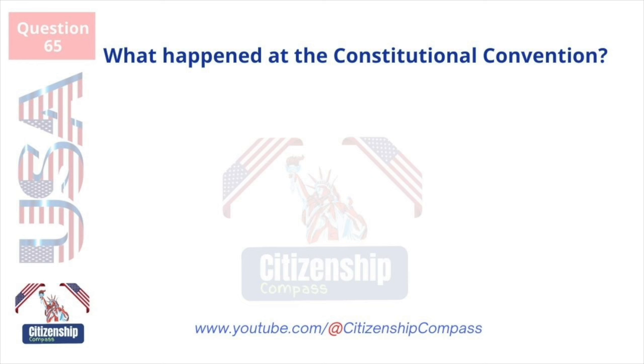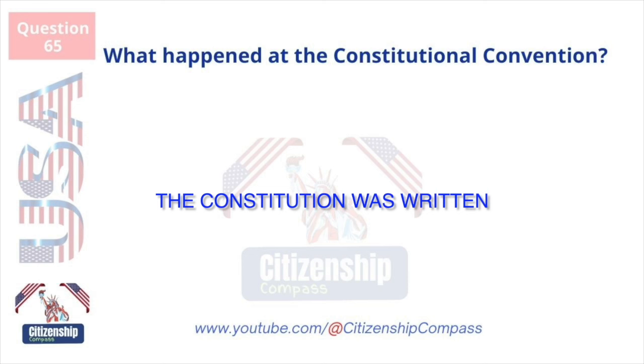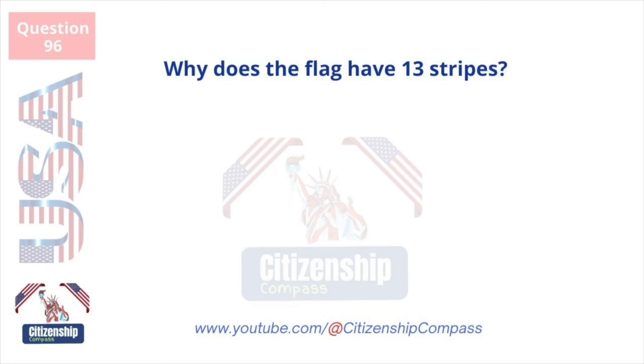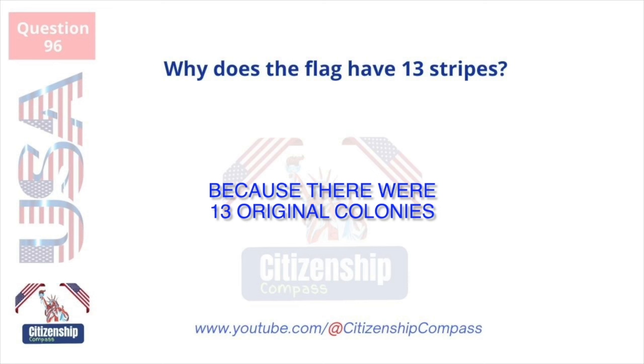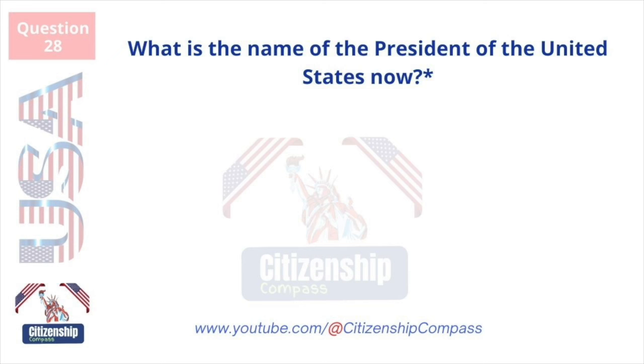What happened at the Constitutional Convention? The Constitution was written. Why does the flag have 13 stripes? Because there were 13 original colonies. What is the name of the President of the United States now? Joe Biden.